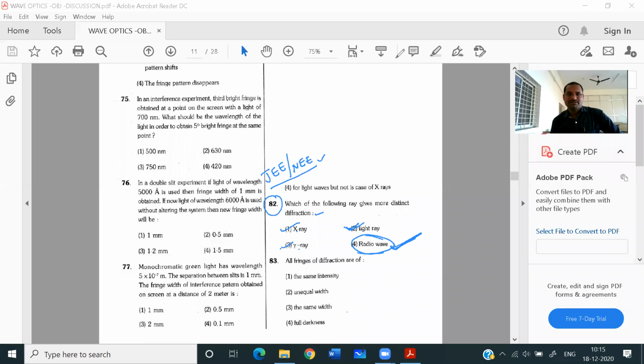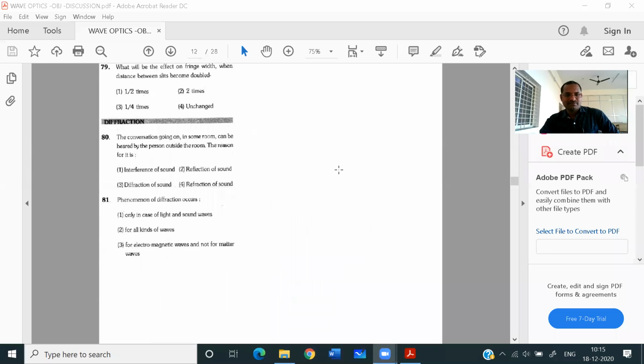Okay. Yes. Next, question number 83. All the fringes of diffraction are of unequal width. Diffraction fringes will all be of unequal width, whereas in interference they are of equal width. Remember. Okay. You have to study the difference between interference and diffraction. 83 is over. Next, 84.